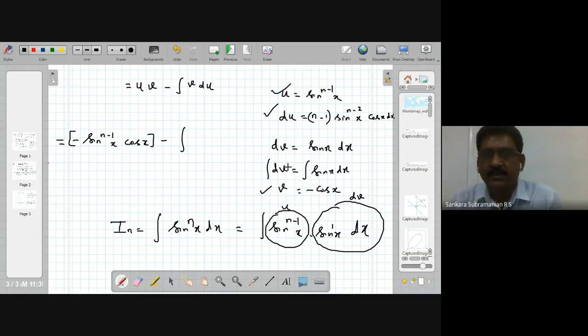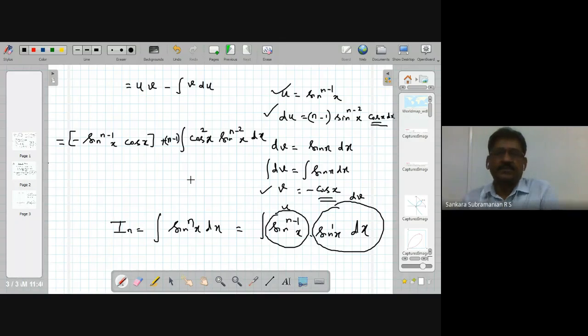v du, what is v? This is minus cos x, so this becomes plus uv minus integral v du. There is a constant, you can take n minus 1 out. And this is sine power n minus 2x into cos x, becoming cos square x dx, because there is a cos x here and also a cos x here, so it becomes cos square x. This minus sign will become plus, and the n minus 1 term comes out. So this is uv minus integral v du.